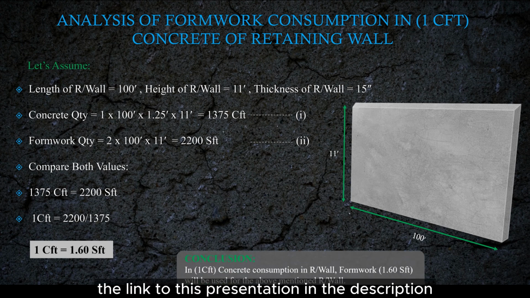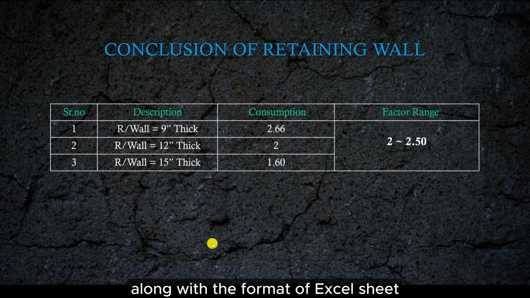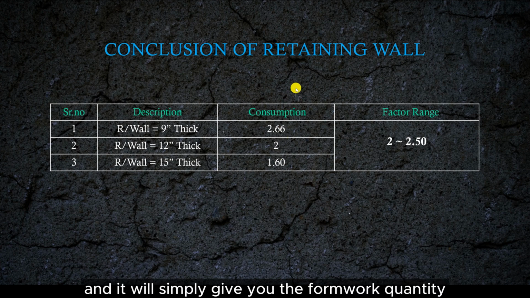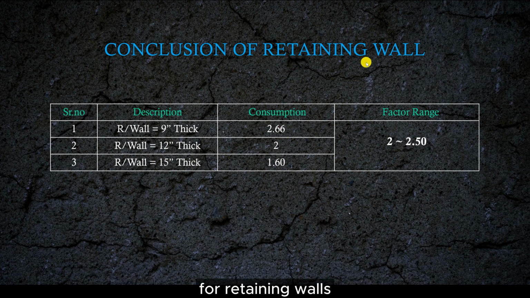I'll provide the link to this presentation in the description along with the format of Excel sheet in which you can add factors and it will simply give you the formwork quantity. For retaining walls, consider a range from 2 to 2.5 for calculating the formwork.